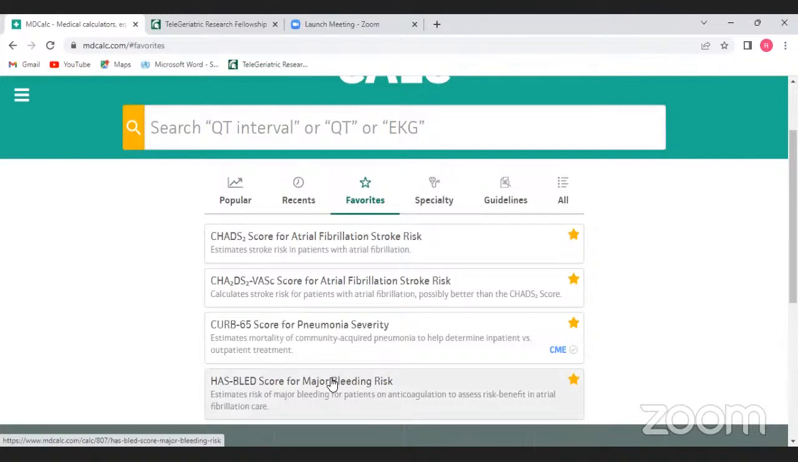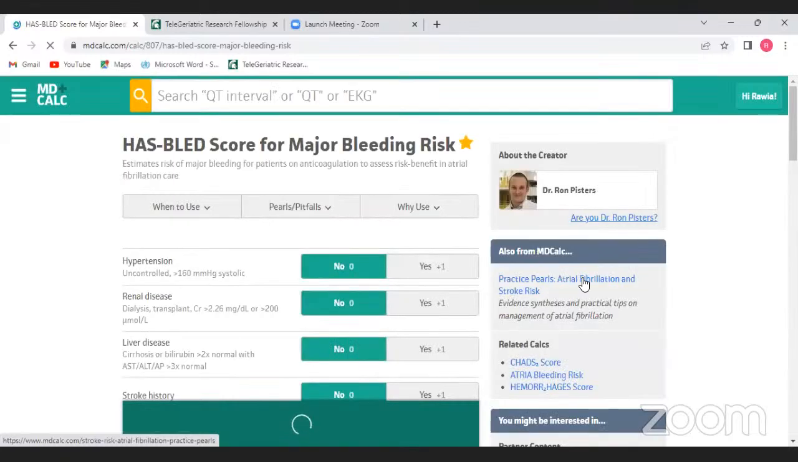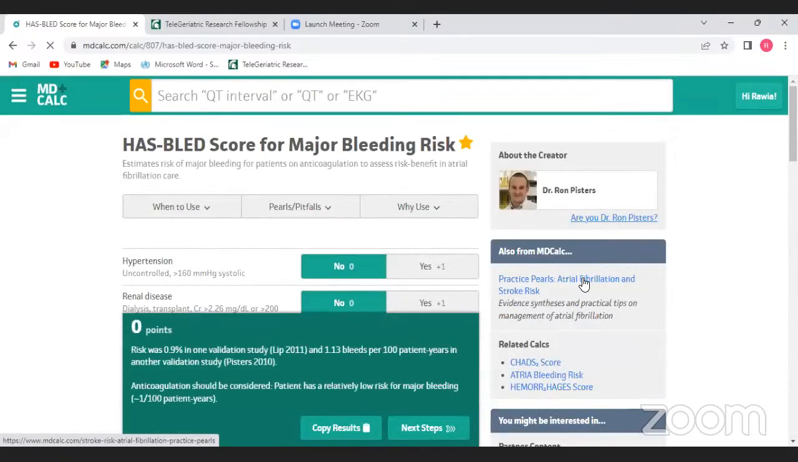We can go here to the HAS-BLED score for major bleeding risk. It estimates the risk of major bleeding for patients on anticoagulation to assess risk-benefit in atrial fibrillation care. Here you can find the creator of this score, Dr. Pisters. Here you can find when to use this score, the pearls and pitfalls for this score, and why to use it.